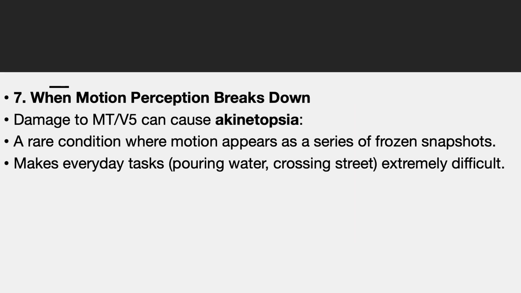Number 7. When motion perception breaks down, damage to the MT/V5, which is the middle temporal area, can cause akinetopsia, a rare condition where motion appears as a series of frozen snapshots. Makes everyday tasks such as pouring water, crossing the street, extremely difficult.